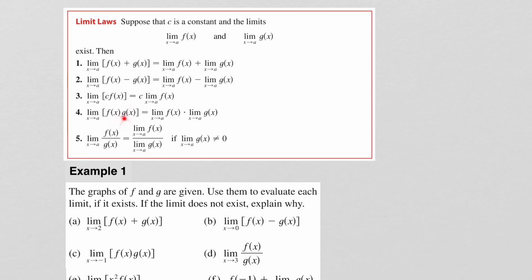The limit of the product of two functions is the product of the limits. And finally, the limit of the quotient of two functions is the quotient of the limits as long as the limit of the bottom function is not 0.